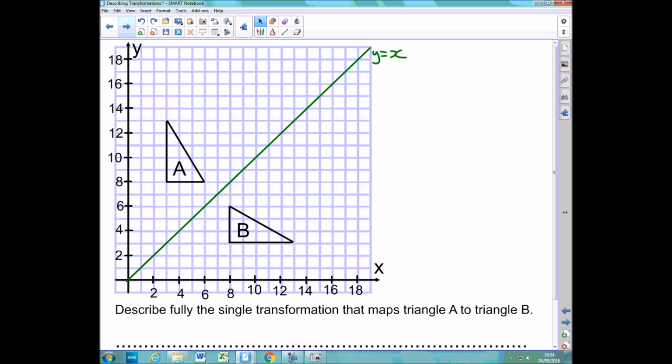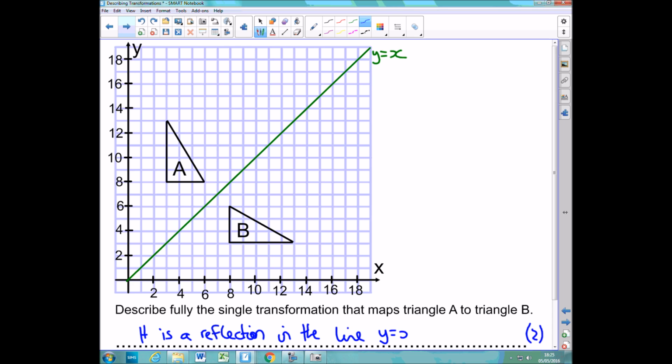So just watch out, sometimes they give you this reflection in the line y equals x, which looks like a rotation. But again, you can usually spot this because reflection questions are only worth 2 marks. So if you see a question that looks like a rotation but it's only 2 marks, remember that must be a reflection. To describe this, we would say it is a reflection, for 1 mark, in the line y equals x.